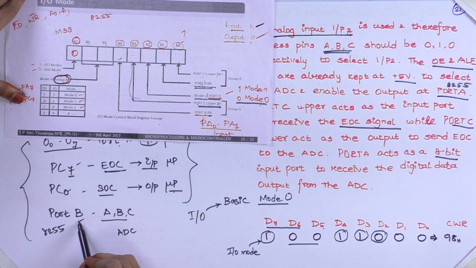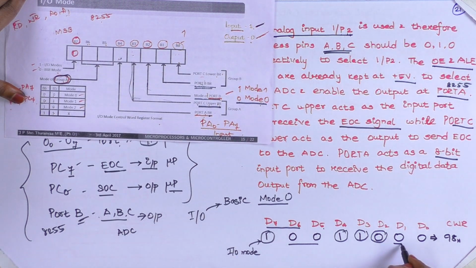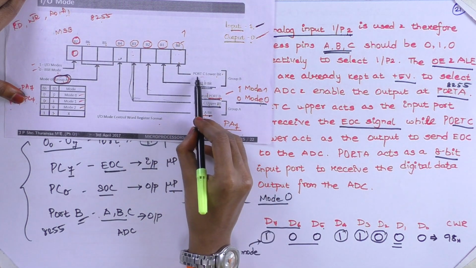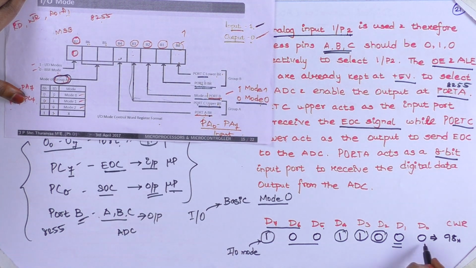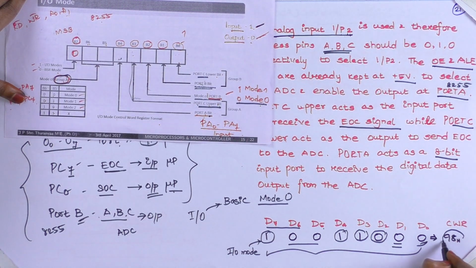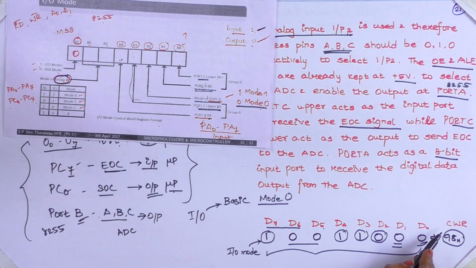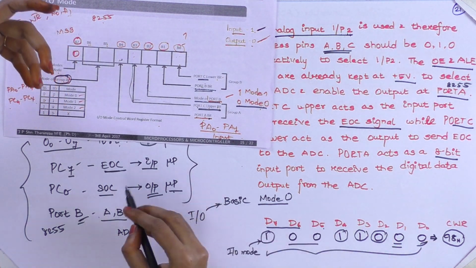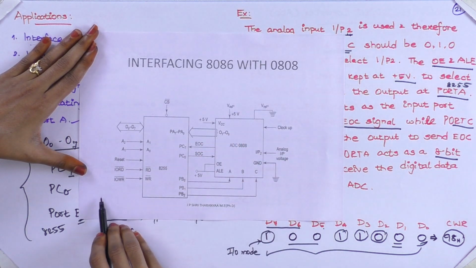So port B, what we are using here, you are using as an output because it's a select line, no? So you are giving 0. So D0 is to select port C lower. Port C lower also you are using as an output. So 0 is here. So as a total, you are getting 98 as a hexadecimal value. This 98 you have to give to the 8255 control word register to configure these ports. Fine. So this is how the interfacing will be.